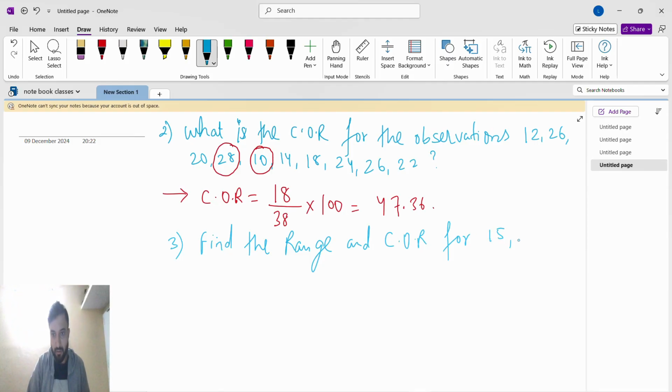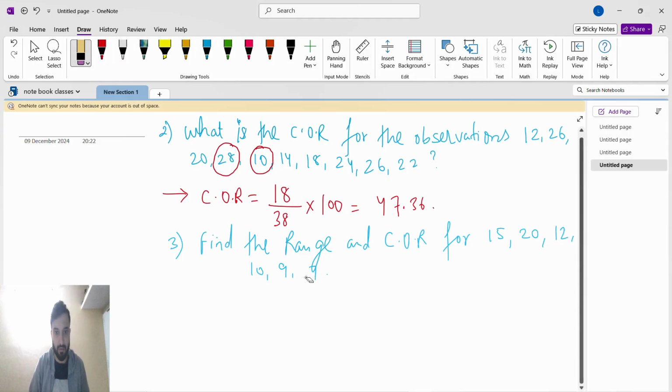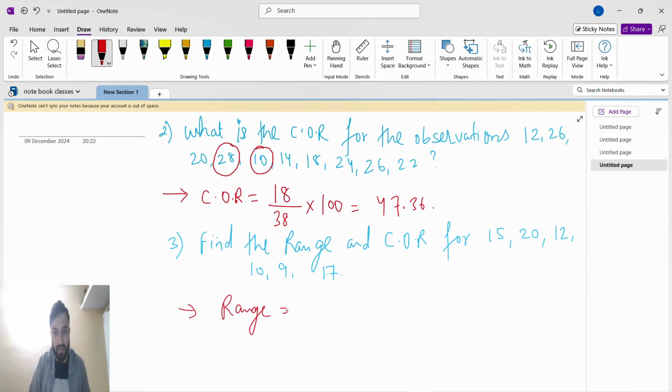15, 20, 12, 10, 9, 17. Okay, so we have to find the range and the coefficient of range. So range is equal to highest observation minus lowest. So first of all find the highest observation. 20 is the highest observation, lowest observation is 9.